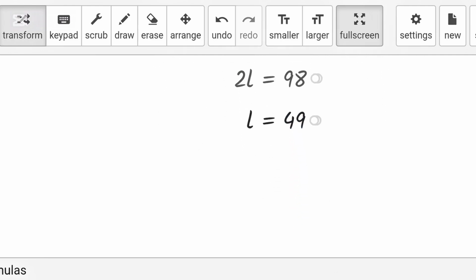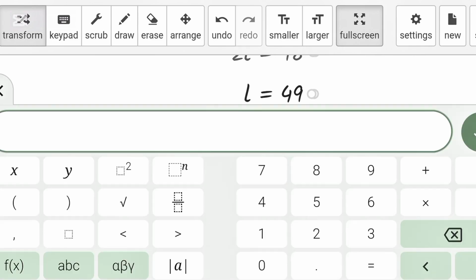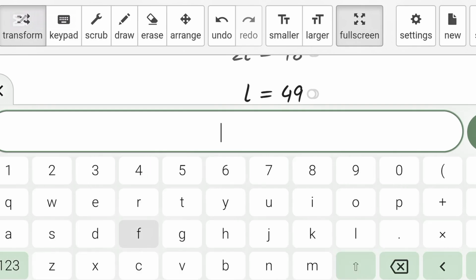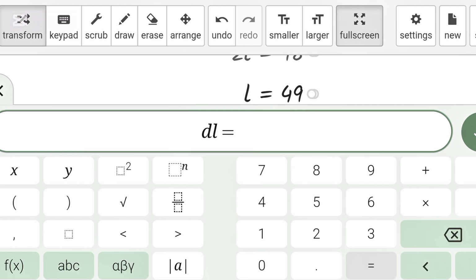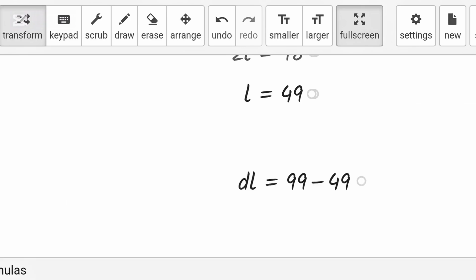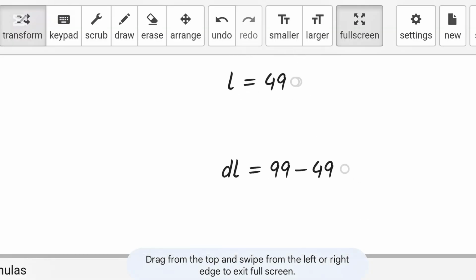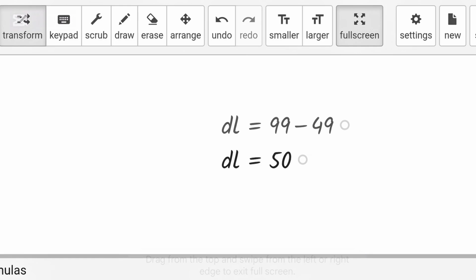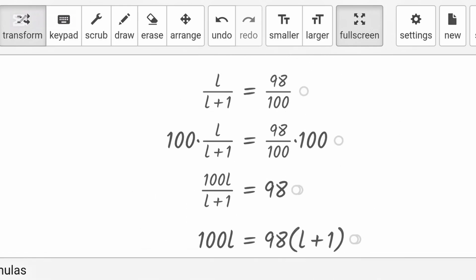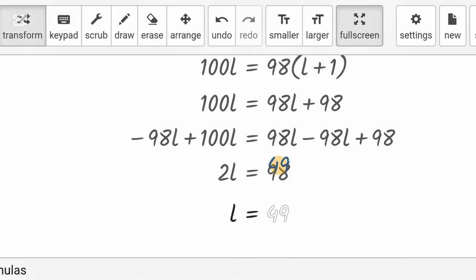We conclude that the difference between the left-handed persons, which I'll call DL, is what? Initially they were 99 and they are going to be 49 now. When we check DL, the difference between the left-handed persons, that gives us 50 persons. So 50 persons are supposed to leave to bring it down to 98%. This is one easy way to do it.